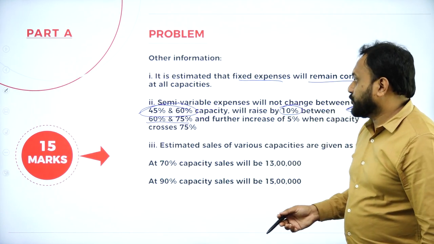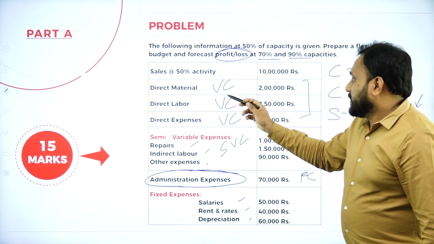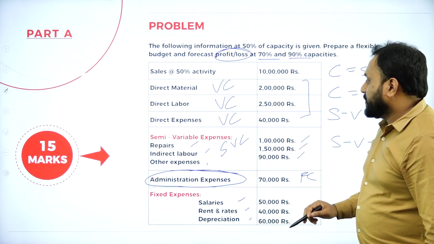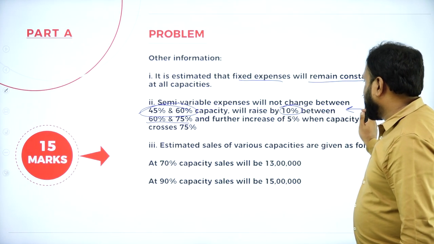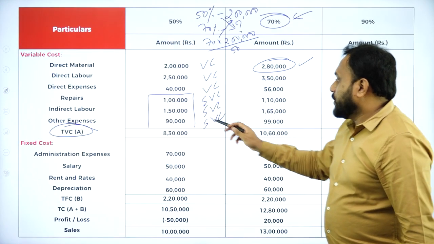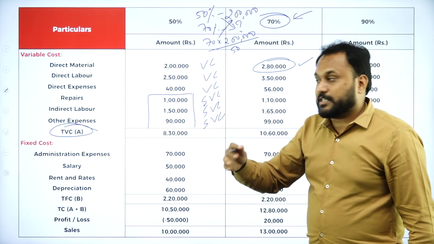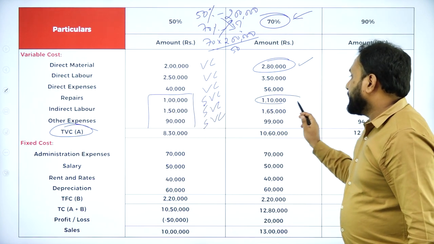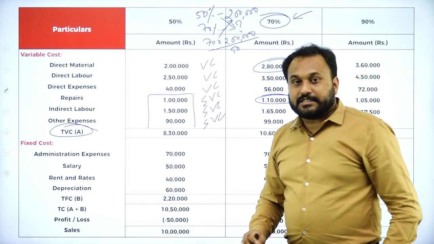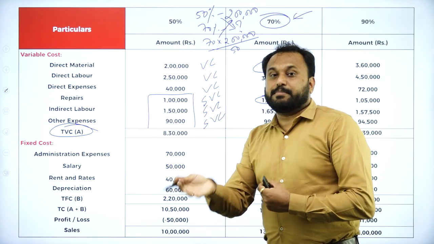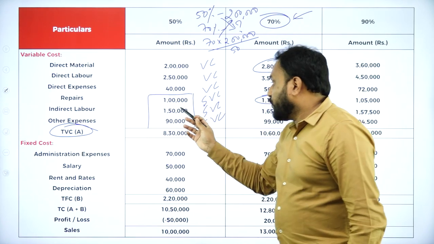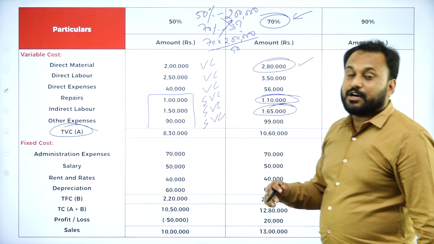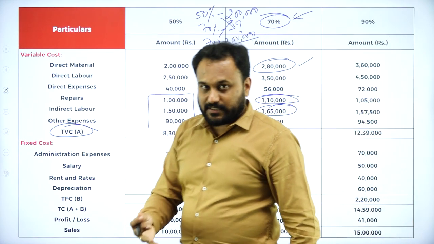That means what we should do here is apply the adjustment that they have given, that it will increase by 10%. So 1 lakh plus 10,000 is 1,10,000. And 1,50,000 plus 10%, that is 15,000, gives 1,65,000. That is how you are supposed to increase it.